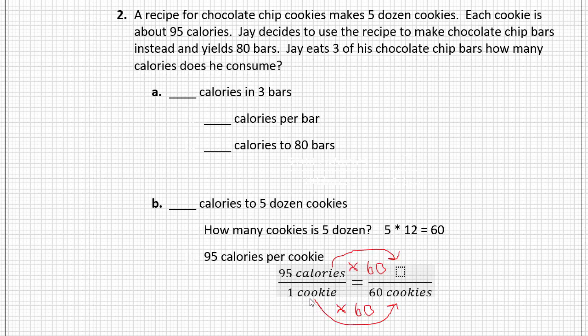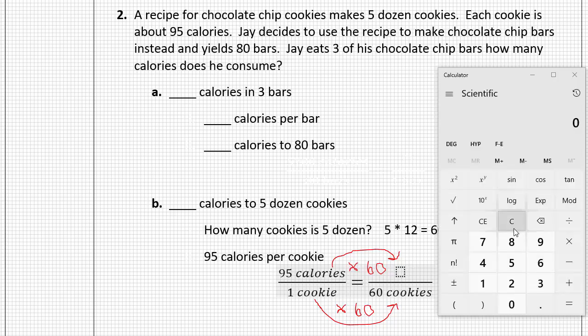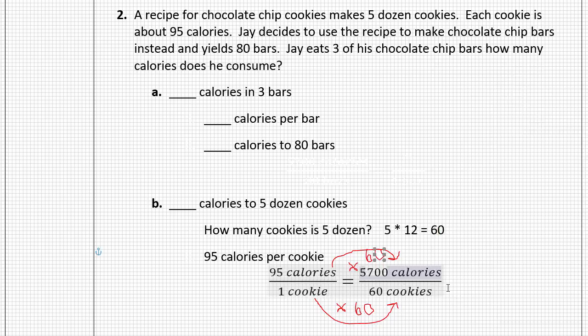Well, if you notice down here, to get from 1 cookie to 60, we could just multiply by 60. I'd agree with you. And of course, to keep this equal, we'd have to do the same on the top. So let's do some calculations to finish this part. 95 times 60 gives us 5,700. So we filled in this blank right here.